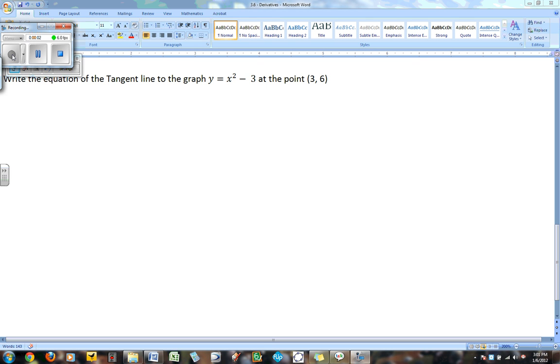In this video, we're going to write the equation of a tangent line to the graph y equals x squared minus 3 at x equals 3. Well, I'm going to go ahead and show you. Let's just go ahead and draw this graph. We know it's a parabola, right?